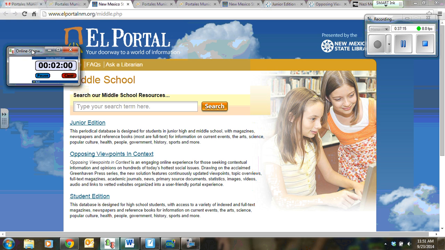Okay, so there's 3 different databases here: Junior Edition, Opposing Viewpoints in Context, and the Student Edition. These two, Junior and Student, are both very similar. The Student Edition has a little higher level resources. Okay, but as an honors class, you could probably access some of those things. Most of them are full text, meaning it has the whole article there for you to access. Opposing Viewpoints in Context is looking at issues, and that's why I don't think it's going to be very good for Holocaust. All right, so let's click on Student Edition.